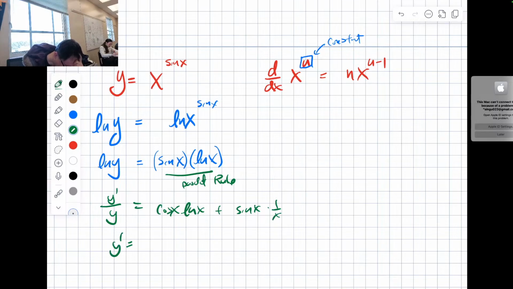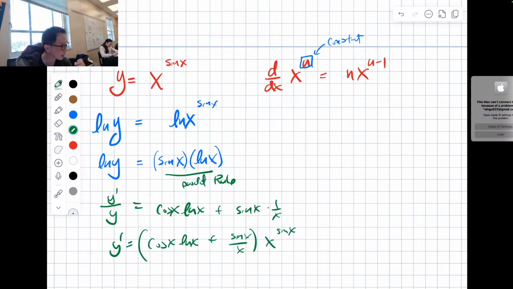Then y prime is equal to cosine of x, ln of x, plus sine of x over x, times x to the sine of x. Do you see how easy that is? It's only one additional step. It's called logarithmic differentiation.